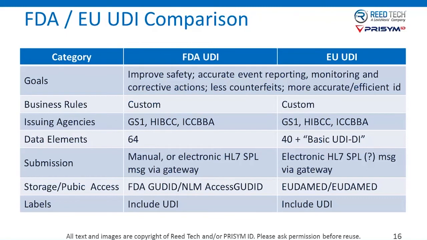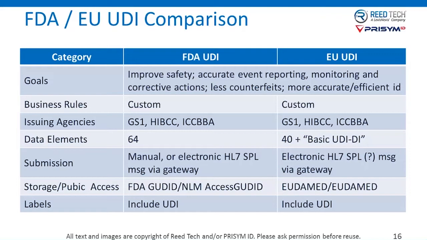So what we'd like to do now, though, is take a more detailed look at the FDA UDI and the European Union UDI. The first category there as to goals is pretty much the same. If you were to read guidance and regulations for both of these parties, they're very much the same: improve safety and make it much more accurate and efficient to identify products and so on, decrease counterfeits, and basically have a system in place for more accurate event reporting and corrective actions and so on.